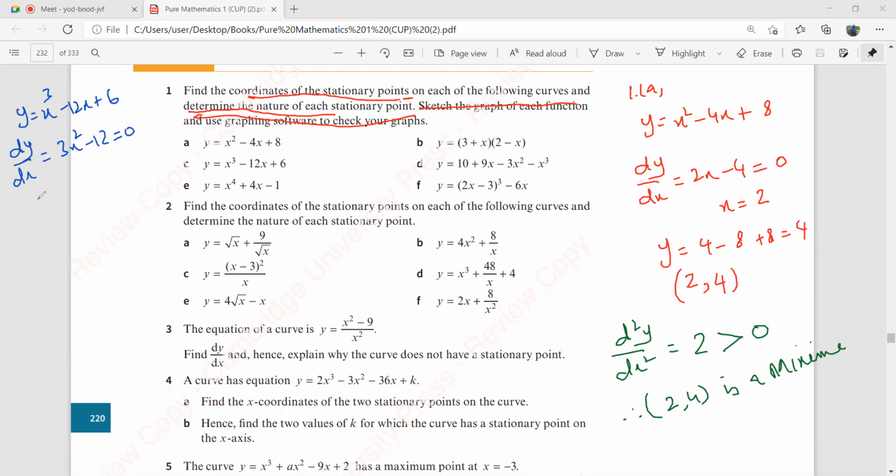Okay. So this is going to give me x squared equal to 4 and x is equal to plus minus 2. So guys, this time we have two stationary points. There are two turning points, so you're getting two values of x. Okay. So let's find the second derivative quickly, and then we'll be finding the points and determining the nature together, okay? So let's find the second derivative, d2y by dx squared. That is going to be 6x.